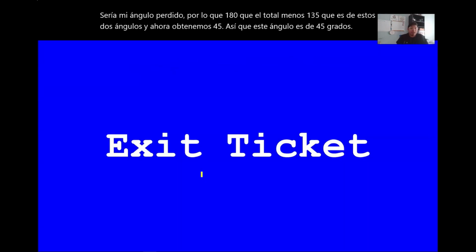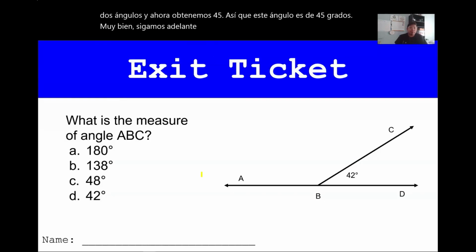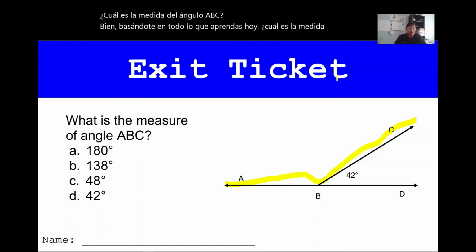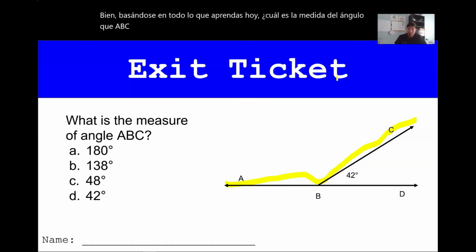Alright, let's go ahead and do our exit ticket. What is the measure of angle ABC? Based on everything that you learned today, what is the measure of angle ABC, this missing angle right here? What do you know? What don't you know? And try to figure out from there, okay?